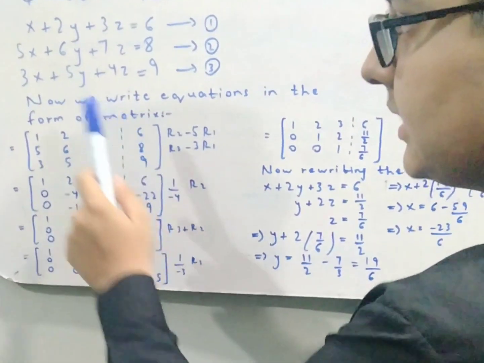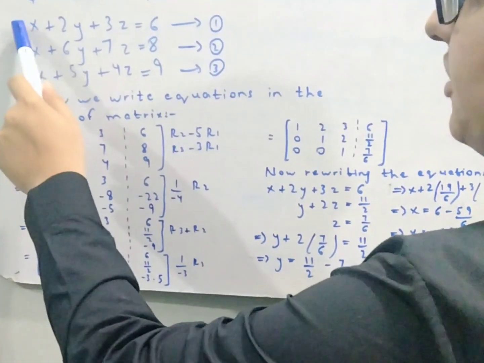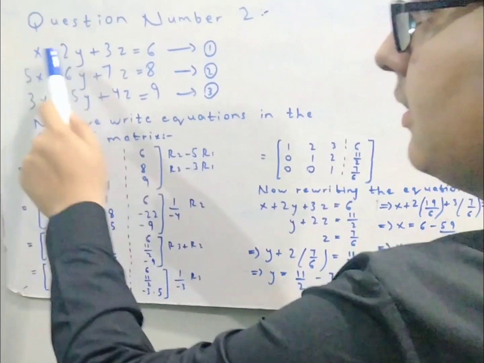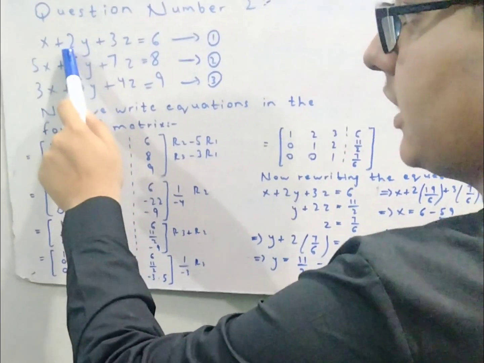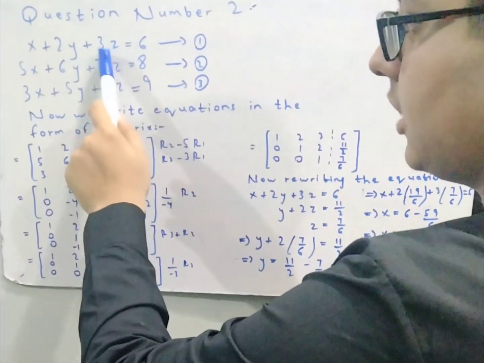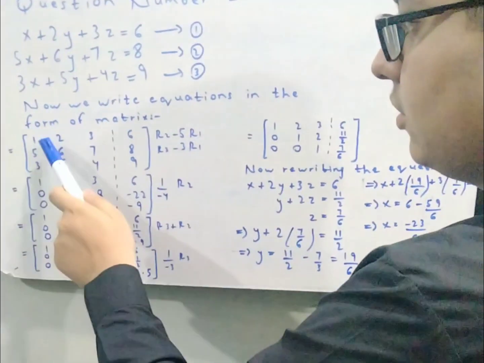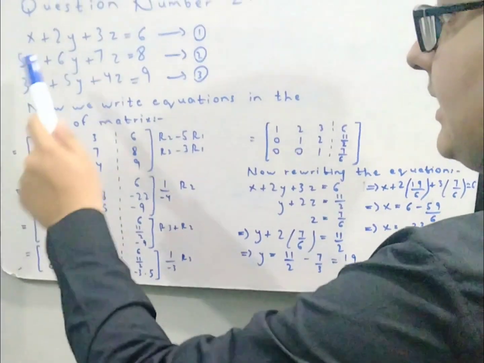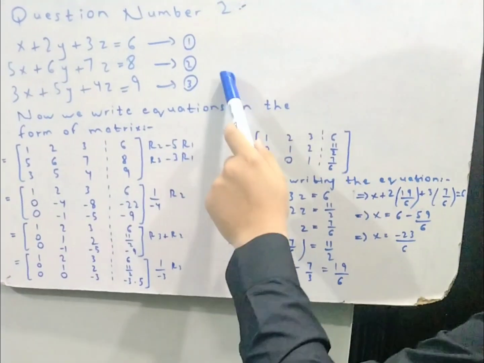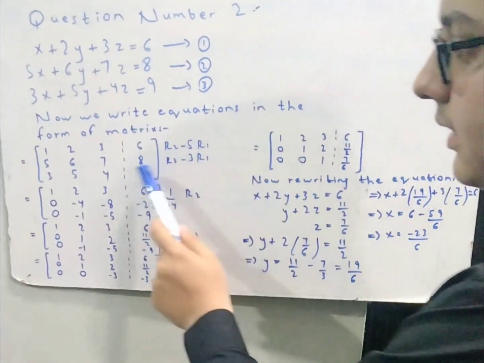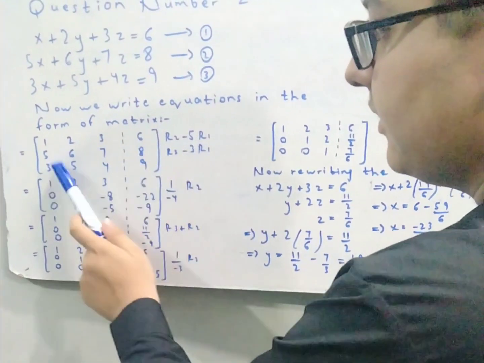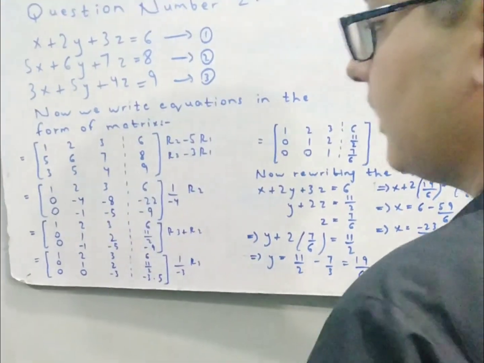1, 2, 3, 6 means I take its coefficient is 1. Y in this situation its coefficient is 2. In this situation this coefficient is 3 and 6. 1, 2, 3, 6 as it is like equation 1. Now equation 2 and equation 3: 5, 6, 7, 8, 3, 5, 4, 9.